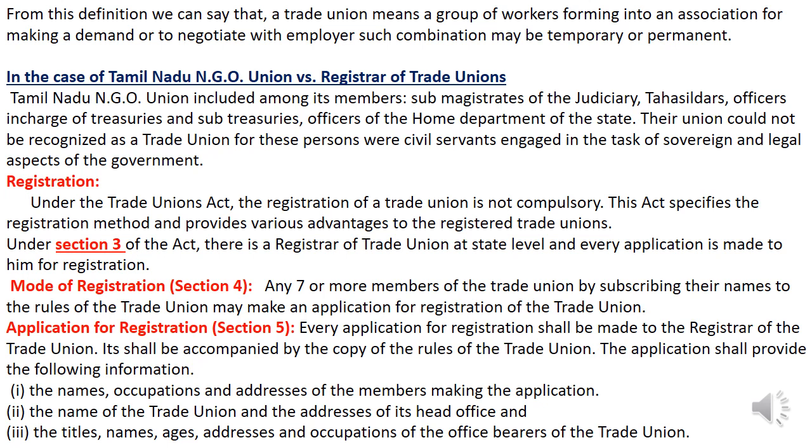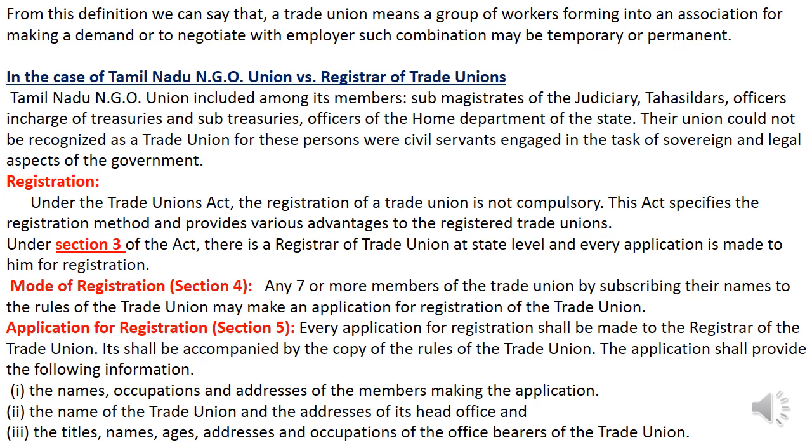Application for registration is dealt with in Section 5. Every application for registration shall be made to the Registrar. Who is the Registrar? The Registrar of Trade Unions. Every application for registration should be made to the Registrar of Trade Unions, and along with the application, what should we have? We should have a copy of the rules of the trade union, and it should also have information about the names, occupations and addresses of the members making the application.